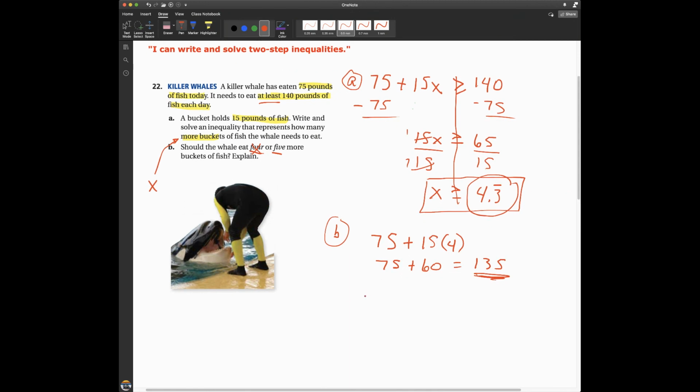What about if the whale eats 5 more buckets of fish? Let's see, 75 plus 15 times 5, that's 75 plus 75, which gives me an answer of 150. So if the whale is given 5 more buckets of fish, has it eaten at least 140 pounds of fish? It has, because 150 is greater than 140. So that's how you can talk about and reason through part B.